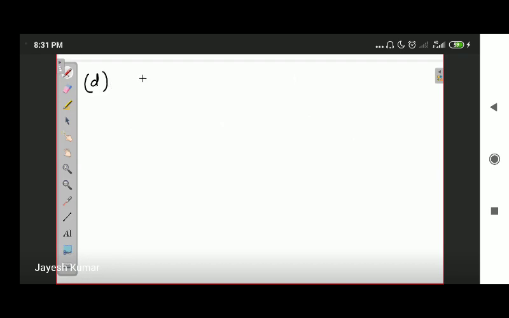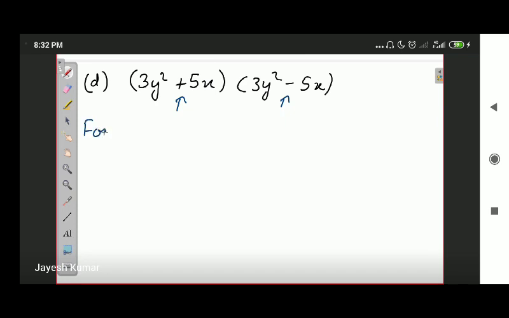D part is 3y square plus 5x, 3y square minus 5x. Once again, as you can easily observe, the first term of both the brackets is the same, and the second term of both the brackets is also the same. The only difference is the sign in between. In the first bracket there is a positive sign, in the second bracket there is a negative sign. The formula used once again will be a plus b multiplied by a minus b will result in a square minus b square.